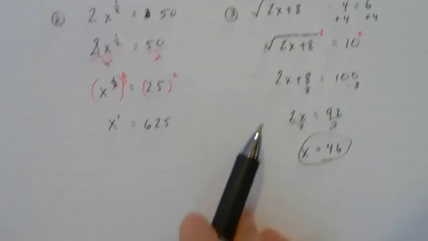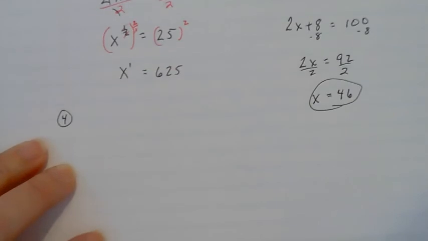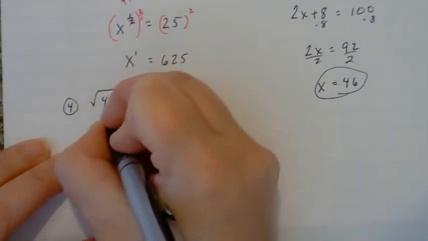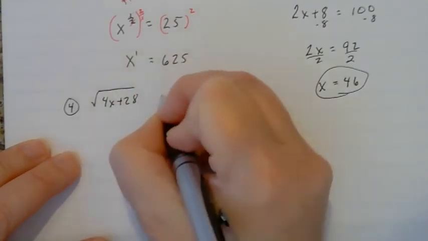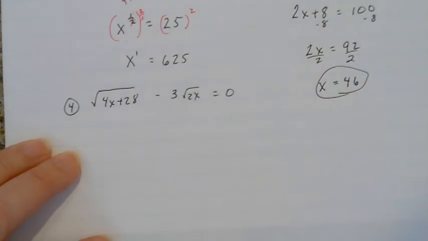Okay, let's do one more example on this video, and then we'll switch to something different. Here's the next example, example 4. The square root of 4x plus 28 minus 3 square root 2x equals 0.